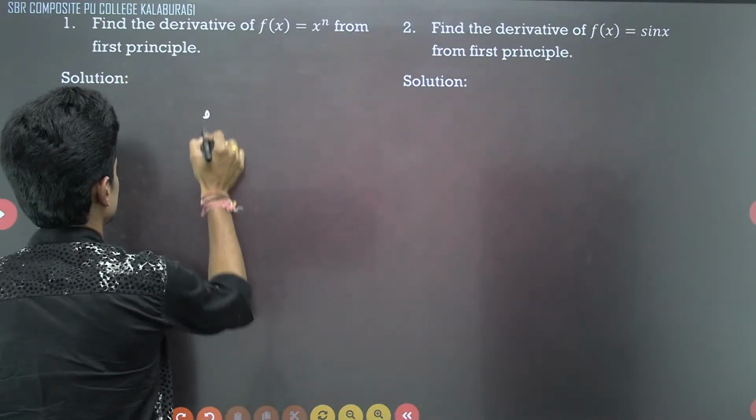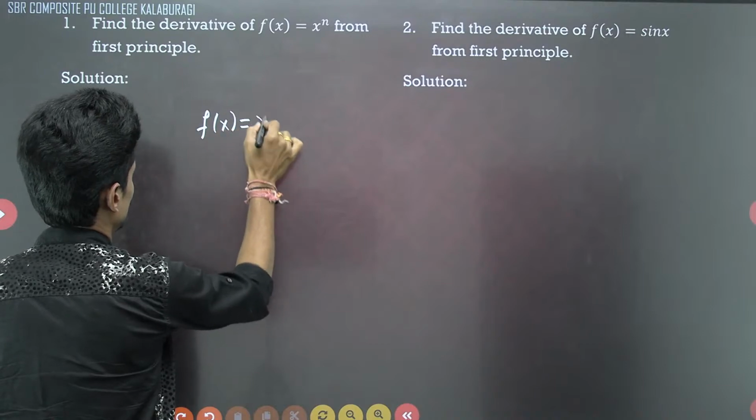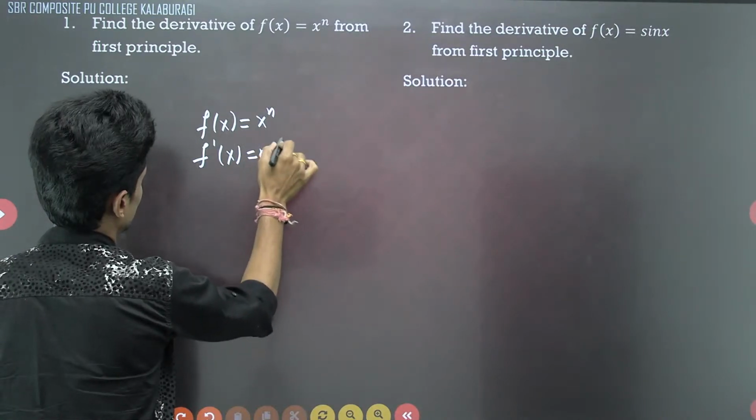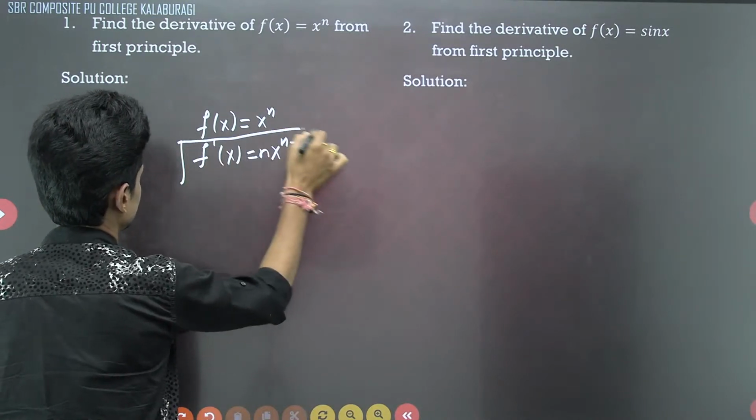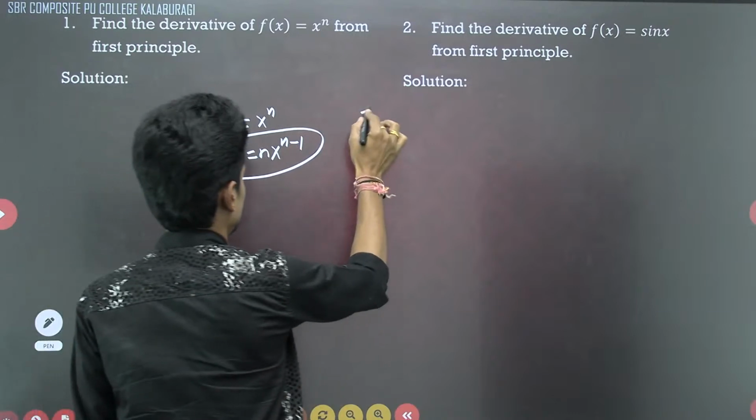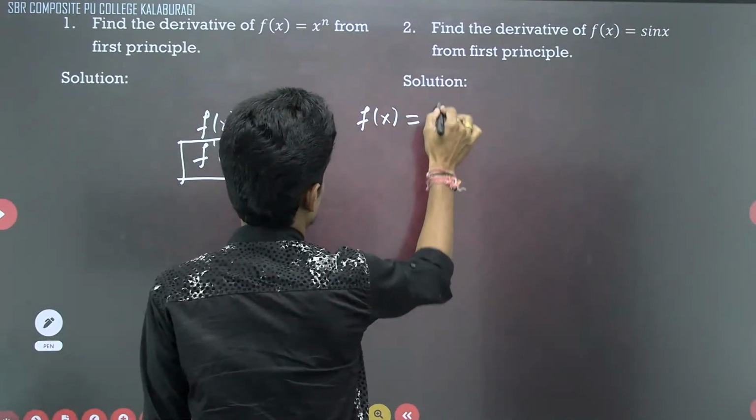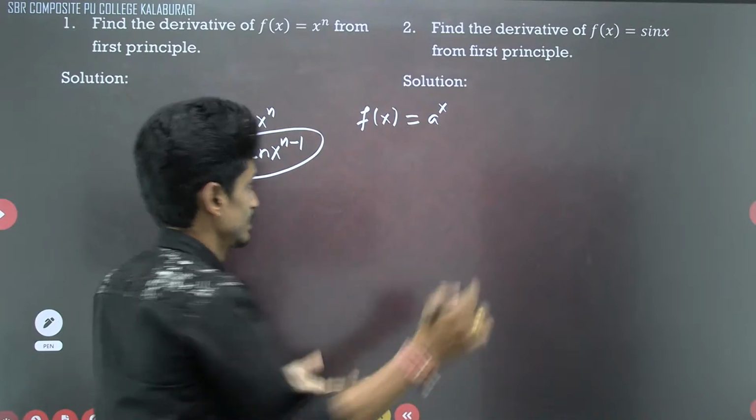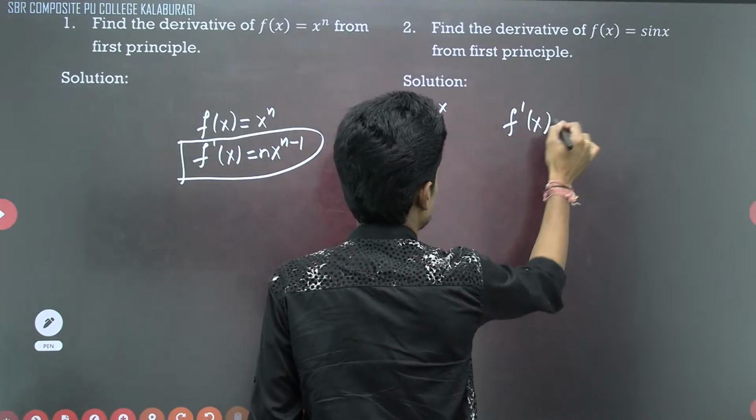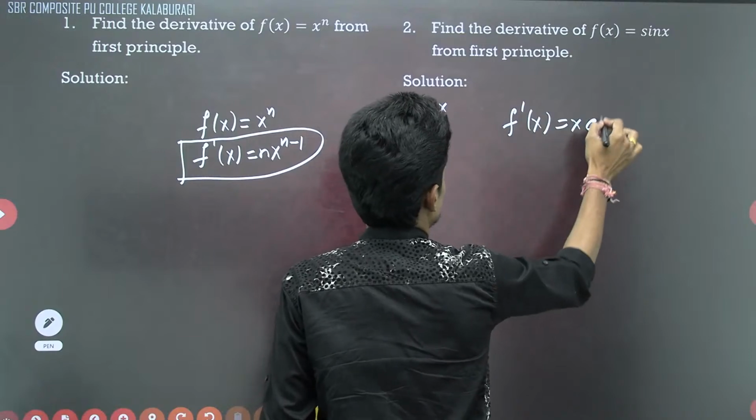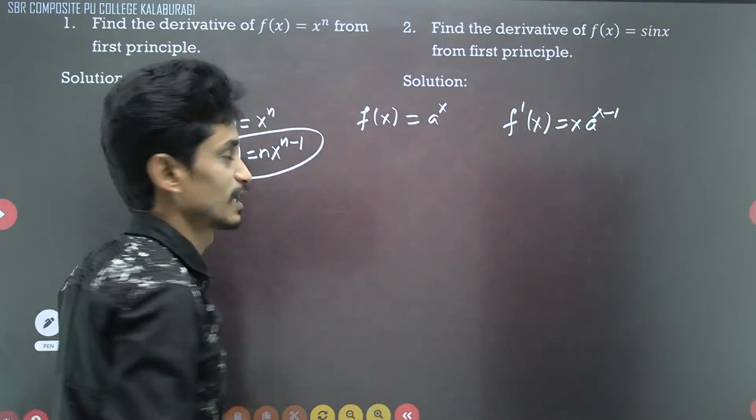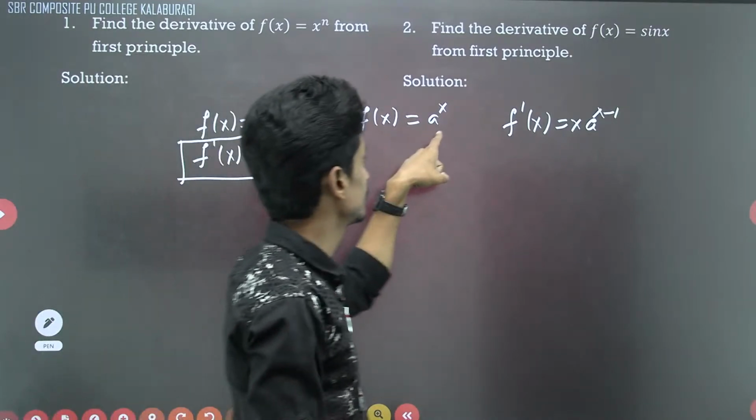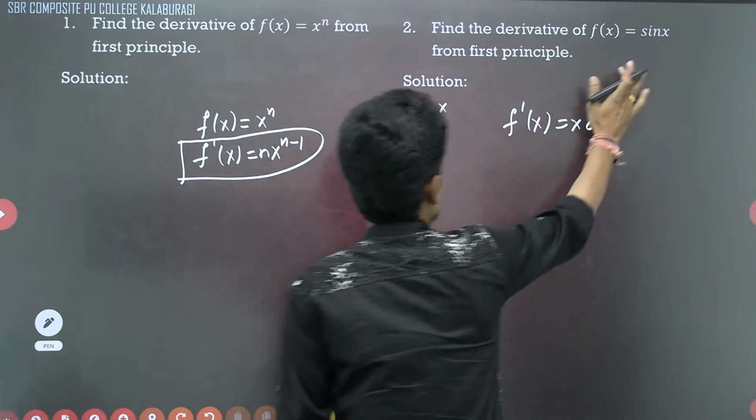Look at students, if f of x is equal to x power n, then f dash of x is equal to n times x power n minus 1. f of x is equal to a power x, but we are not applying this formula. We are not considering it as x power n form. Many students will get confused and write f dash of x equal to x a power x minus 1, because this is also like that form. It is totally wrong. Here the base is a variable and the power is a constant. Here the base is a constant and the power is a variable. That's why it is wrong.